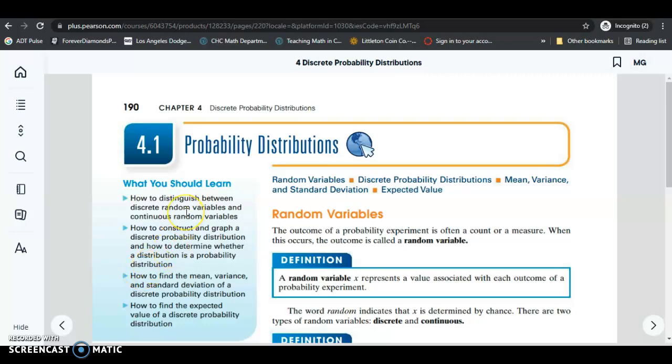Hello students, in this video we're going to go over some homework questions from section 4.1 on probability distributions.